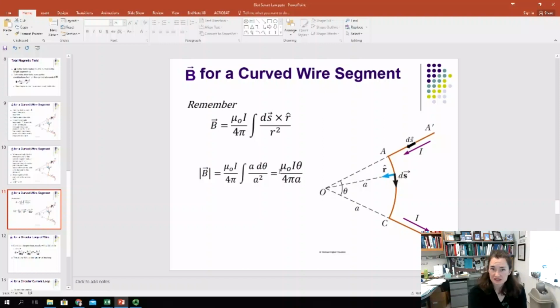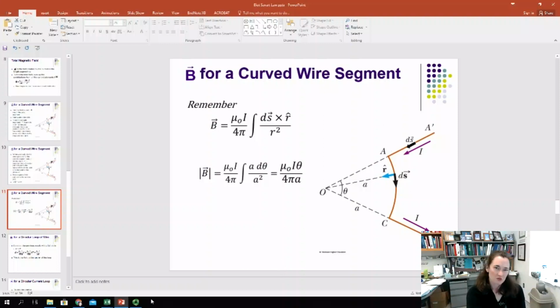Well, that's always fixed, right? Because it's the radius of a circle. So here we have divided by a squared, which is the radius of our circle. Now, we have a over a squared that pulls out. A is a constant, so that pulls out as 1 over a. So outside of the integral, we would then have mu naught I over 4 pi a, and then times the integral of d theta. Well, if you integrate d theta, you just get theta. So that means that our magnetic field magnitude at point O would be mu naught I theta over 4 pi a. And that would be the magnetic field at the center of an arc of a circle.